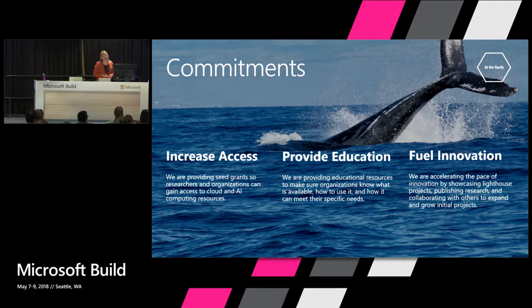The second is education. These brilliant environmental scientists thinking about these hard problems may not have a background in machine learning and just need the basics of machine learning to help them be successful in their domain knowledge. Or maybe they have the domain knowledge, but they don't know how to do things on Azure. So we're also providing education, resources and training to help people get up to speed and be successful with these great projects. And then finally, innovation.